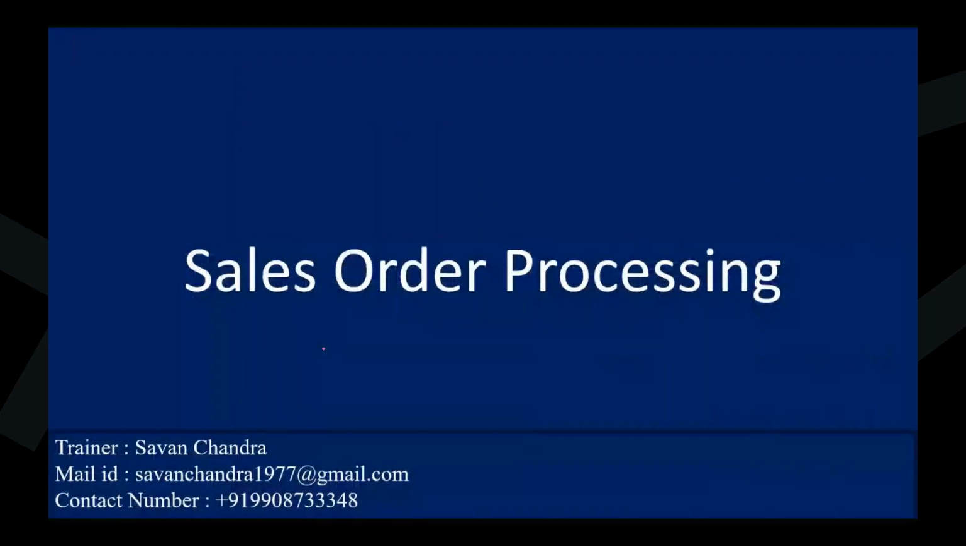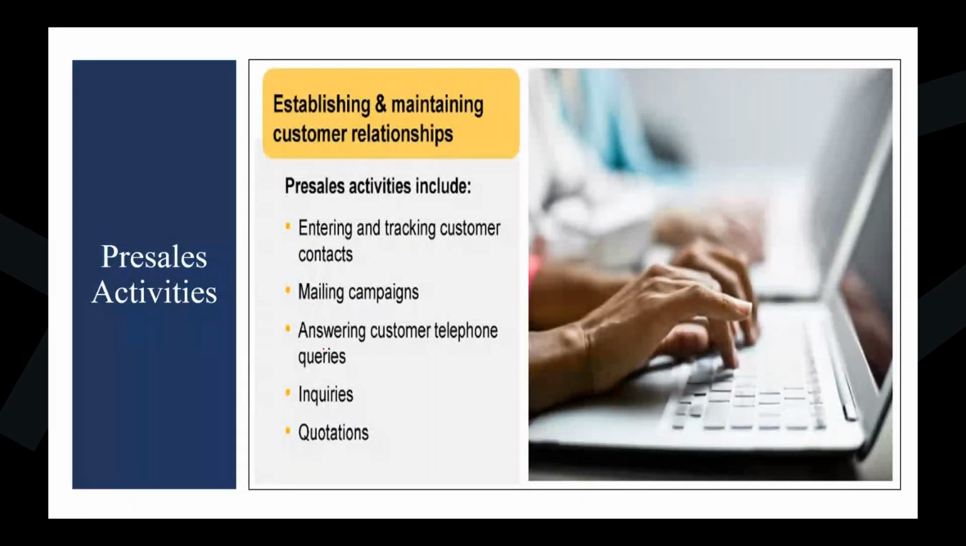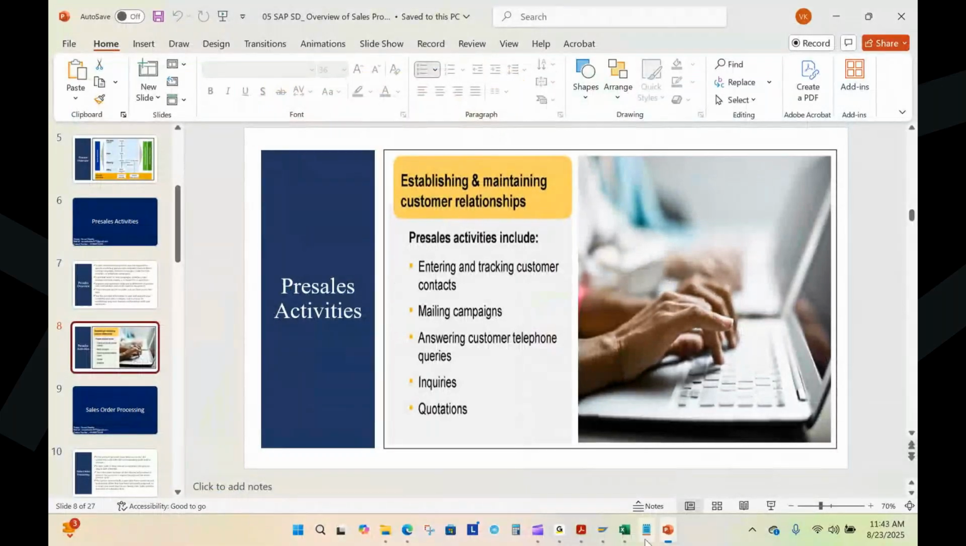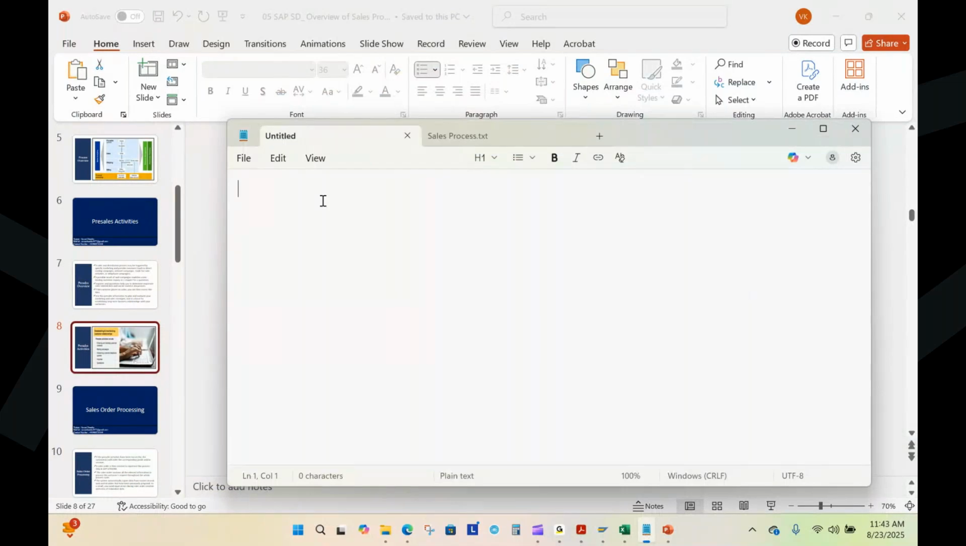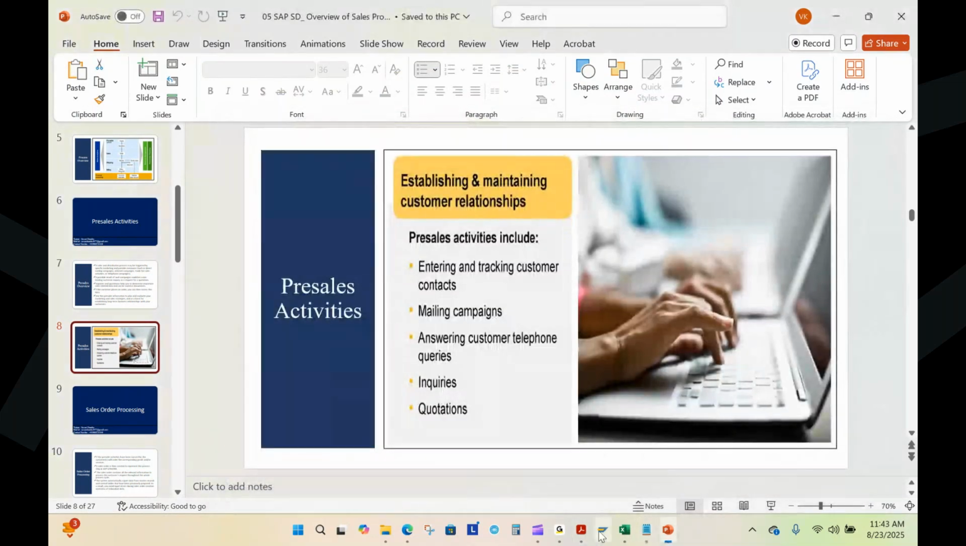Now we will start the pre-sales activities in the system. The first step is creation of the inquiry. So we'll create this inquiry. The T code is VA11. First we will execute it in the S/4HANA GUI, then we will also create it in the Fiori. So the first step is inquiry. Let's go to the system.